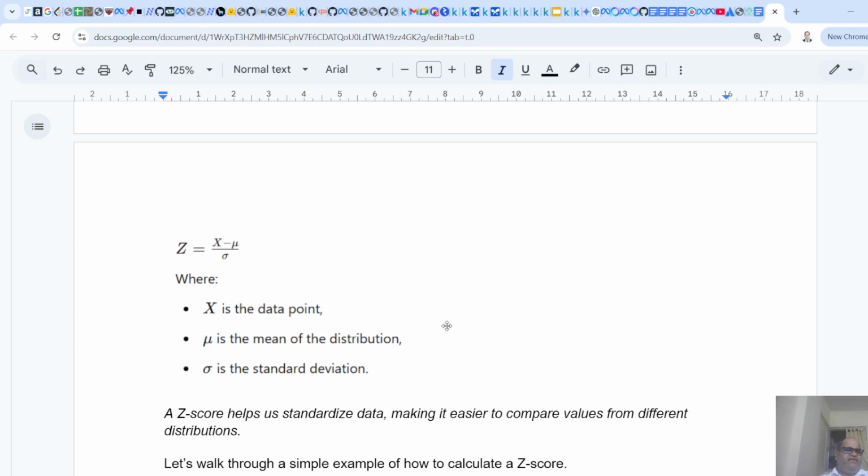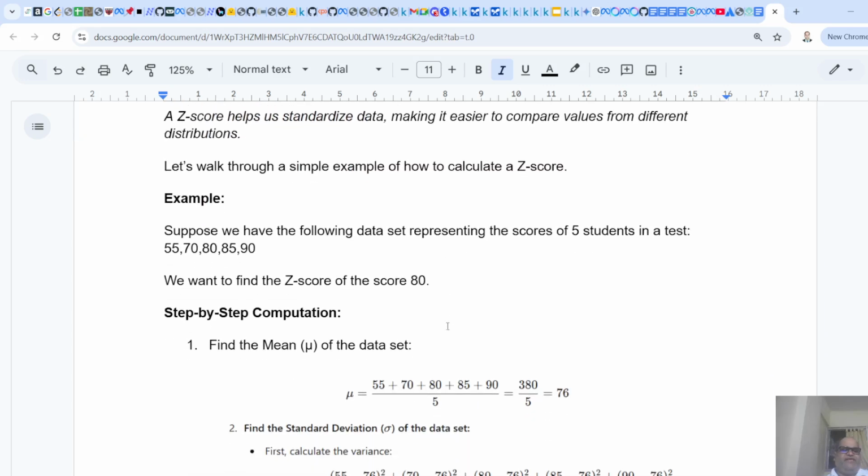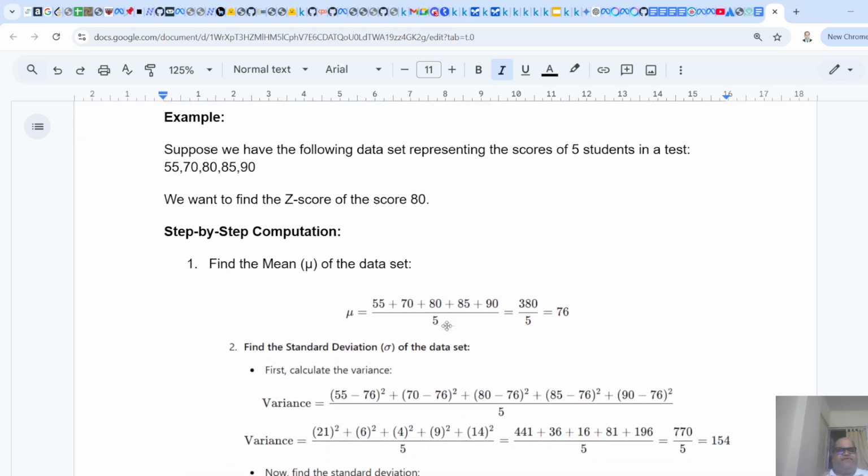Right? So just to get it, you get your Z score by subtracting the mean from your individual data point and dividing it by the standard deviation, right? So if you take again this simple example, 55, 70, 80, 85, 90. Let us say that these are actual scores out of 100 yesterday in one of your tests, right? So you get the mean, which you just sum up and divide by the total sample size.